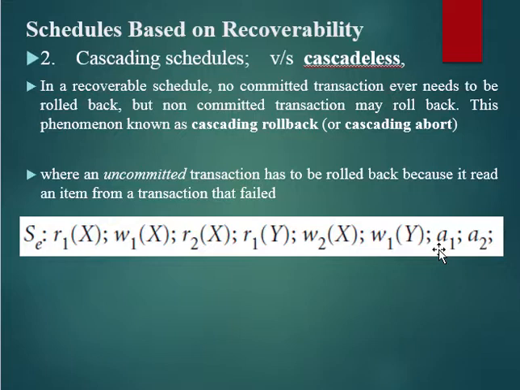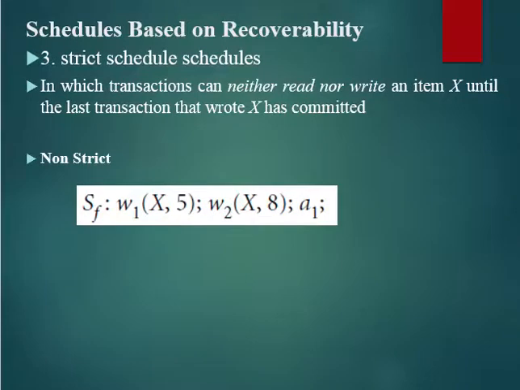Okay, so that is a cascading schedule. This is following the cascading operation, that is A2, where T2 is aborted due to A1. So when an uncommitted transaction has to be rolled back because it read an item from a transaction that failed, that is a cascading schedule. Next one is schedule based on recoverability.